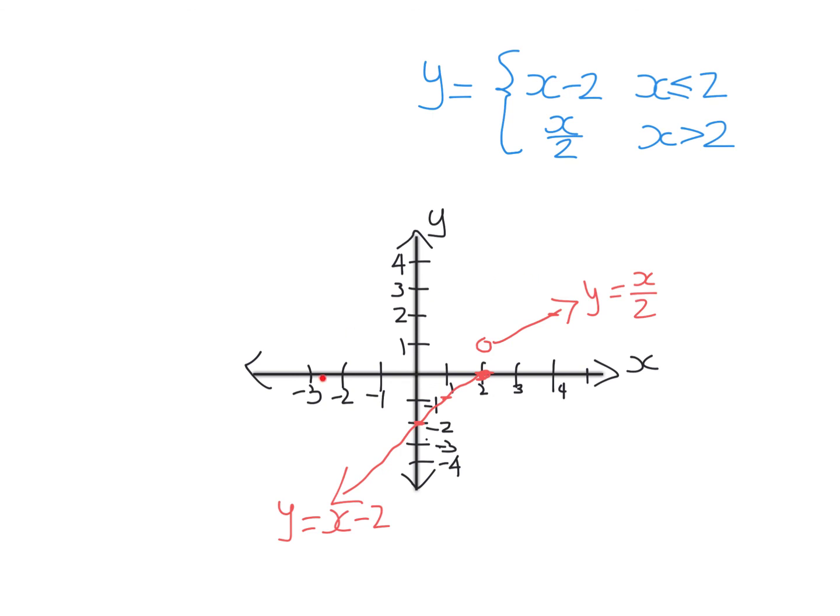So, of course, this actually still constitutes a function because it would pass the vertical line test, but it's a discontinuous function. It's discontinuous at x equals 2 because there's a jump there.